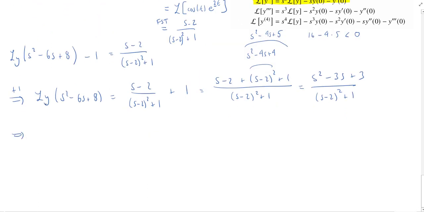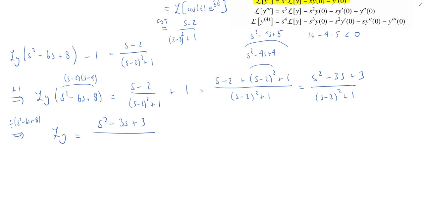I want to solve for L of y, so I'll divide by s squared minus 6s plus 8. And I get L of y equals, so now we're going to have s squared minus 3s plus 3 over, well, before I do this division, let's make another observation. This here is s minus 2 times s minus 4. And that does seem like a reasonable thing to rewrite it as. So when I divide by this expression, I'm going to have an s minus 2 and s minus 4, and then I have this square of s minus 2 plus 1.